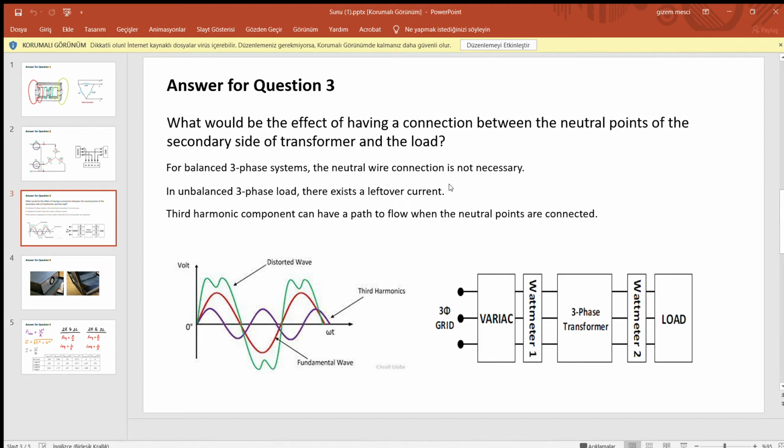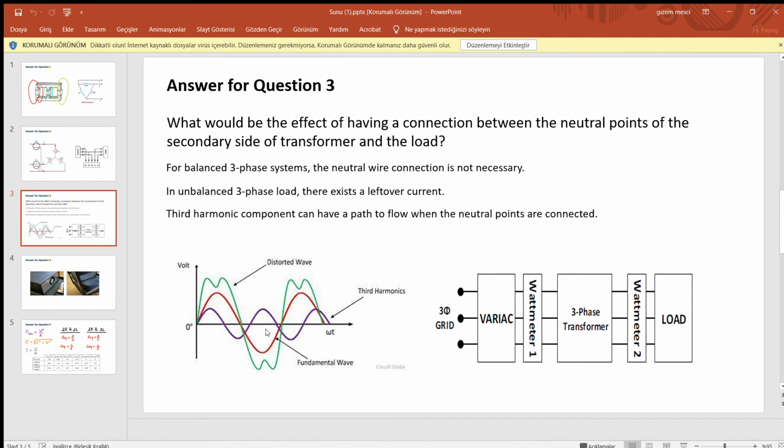Another effect of connecting the neutral points of the secondary side of our transformer and load may probably be to eliminate distortion in the load phase voltages. If the flux in the magnetic core has a sinusoidal waveform, then it will give a sinusoidal waveform for the voltage, and the sinusoidal waveform of flux requires a third harmonic component in the exciting current.